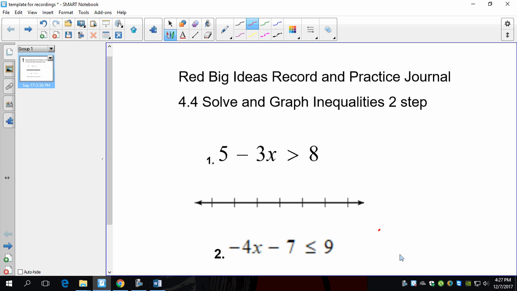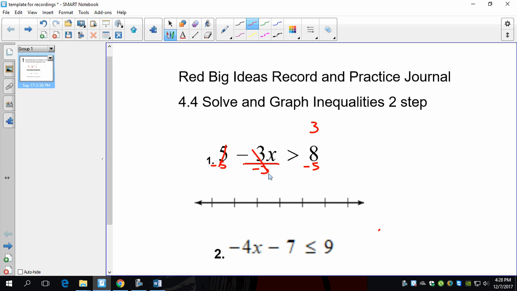So 5 minus 3x is greater than 8. First step we have to do is get rid of this 5. So we're going to cancel off the 5s. We're going to subtract 5 over here. We're going to get 3. The next thing we have to do is we're taking away 3 x's, so we're actually just going to divide by negative 3.